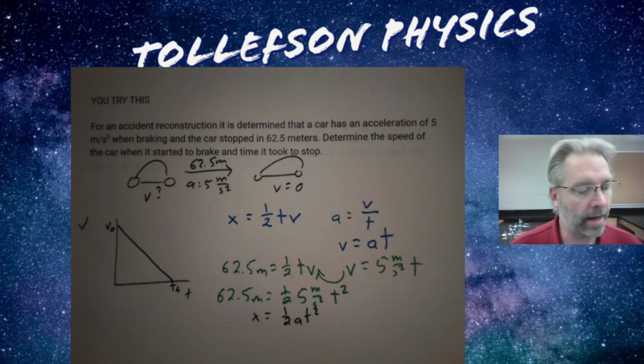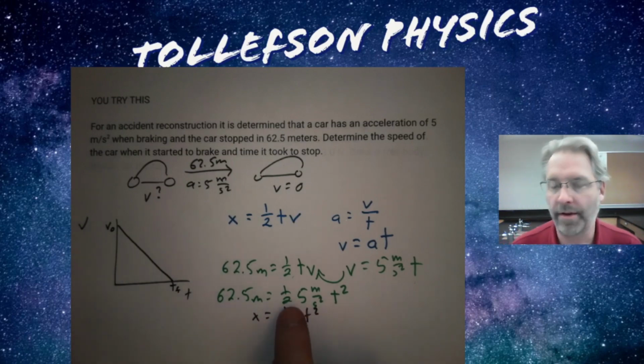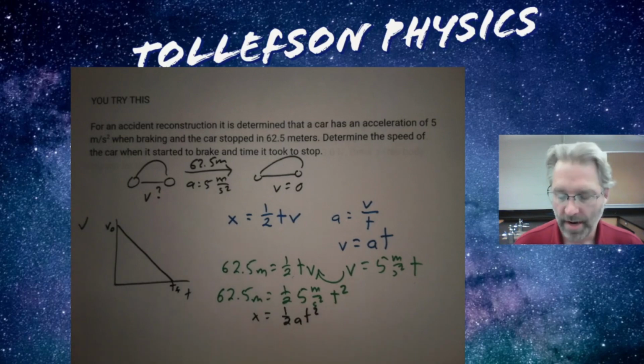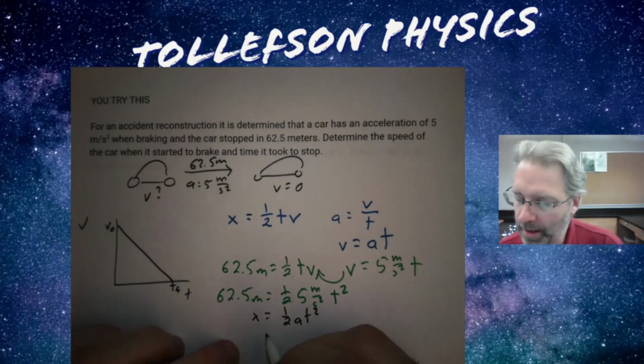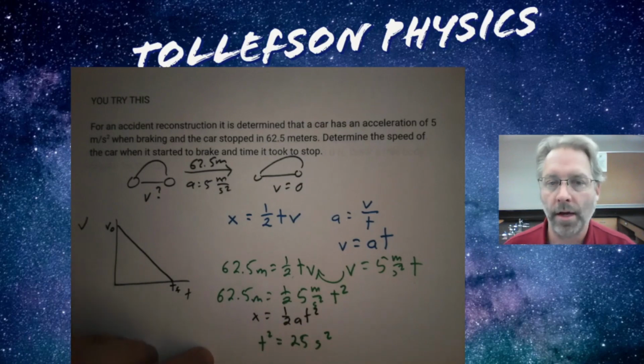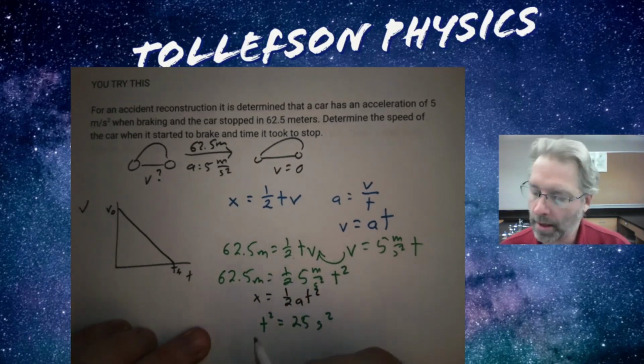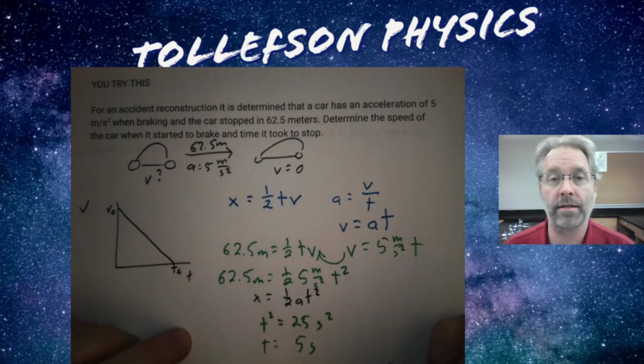So how do we solve this? We're going to take the 62.5. I think it's easier to multiply that by 2 first to get rid of the 1/2 on this side, so that's 125. Then we divide both sides by 5, and what we end up with is a time squared of 25 seconds squared. Then you take the square root of that, which is 5 seconds. So it took 5 seconds to stop.